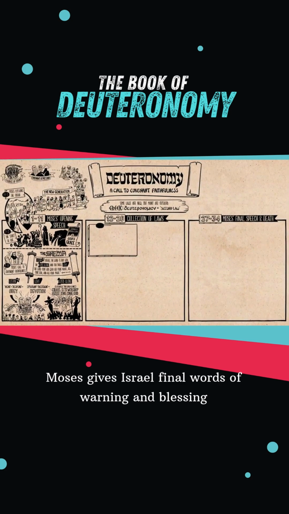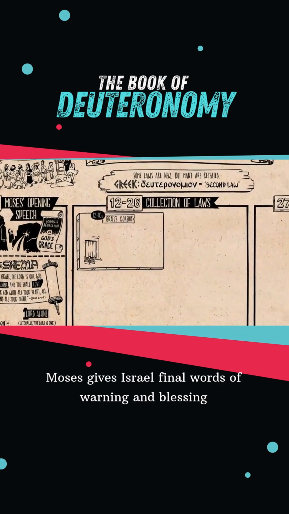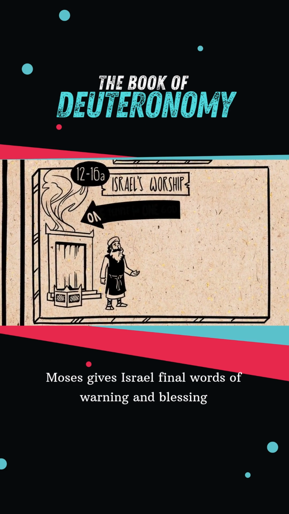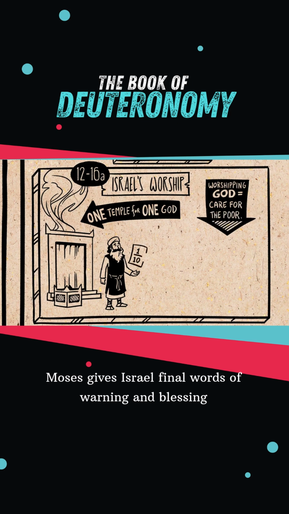And so we come to the large collection of laws at the center of the book. And they're roughly arranged by topic. So the opening section is about Israel's worship of their God. They were to have one central temple where one God would be worshipped. And also, God was to be worshipped in Israel's care for its poor. So, for example, all Israelites were to set aside 1/10 of their annual income to be given to the temple. But another 10th was to be set aside every 3 years and given to the poor.